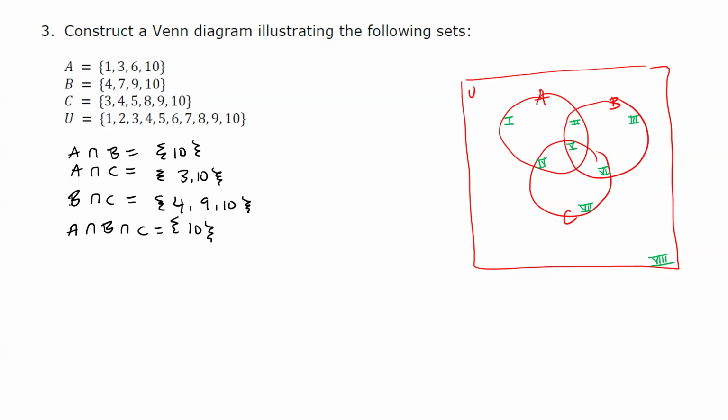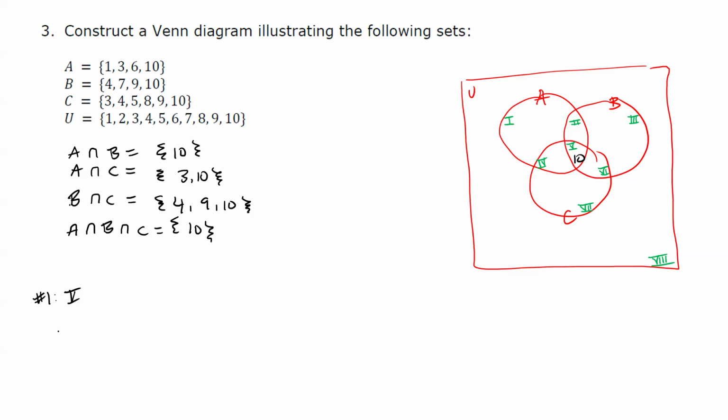So now that I've identified the intersection parts of my Venn diagram, I can now start placing values in my Venn diagram. So the first one that I'm going to start at the innermost, which is going to be the center, and that's going to be region number 5. Okay, that's where my sets A, B, and C all intersect each other, and that would be the number 10. That's what you start with first.